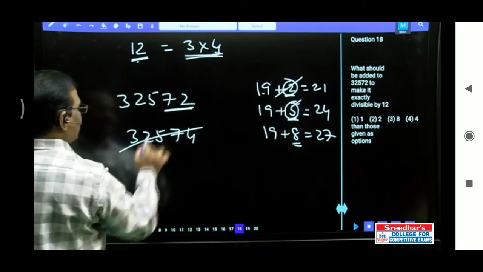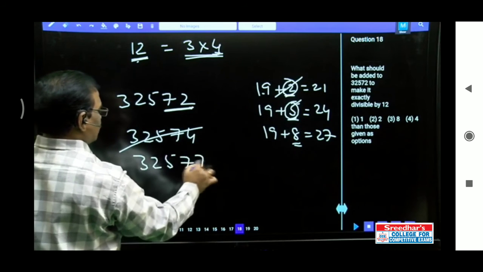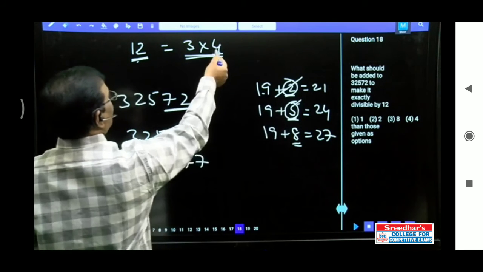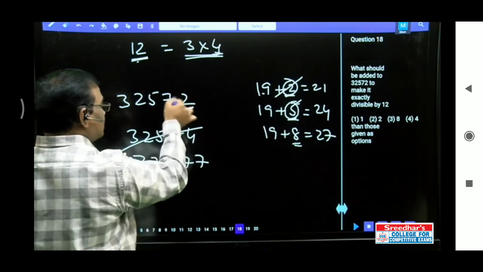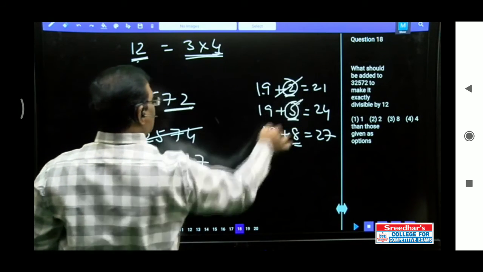5 తీసుకుంటే, 5 యాడ్ చేస్తే 3 2 5 7 7 అవుతుందండి. 72 5 కలిపితే 77. 77 అంటే 4 డివిజిబుల్ అవుతుంది. 72 డివిజిబుల్ అవుతుంది, 76 డివిజిబుల్ అవుతుంది. నెక్స్ట్ 4 యాడ్ చేస్తే 80 డివిజిబుల్ అవుతుంది. కాబట్టి 5 డివైడ్ అవ్వలేదు.